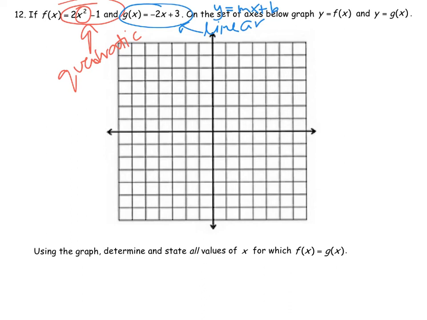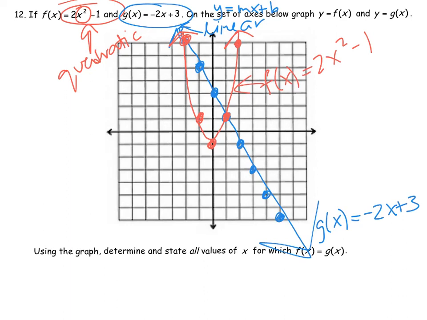All right, I'm going to graph the blue first, and then I'll graph the red. All right, I have them both graphed. So I graphed blue first, and then I graphed the red quadratic function. And the question is asking to state all values of x for which f of x equals g of x. Guys, you got to read directions. It says state the values of x. It does not say state the points of intersection. State the values of x where they intersect.